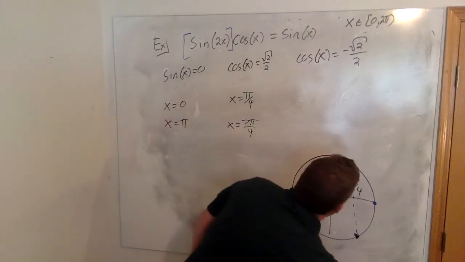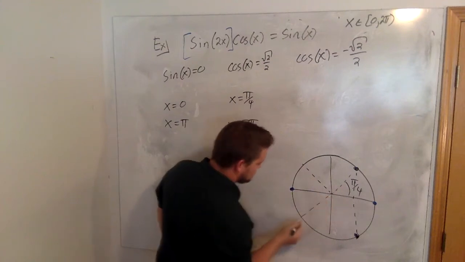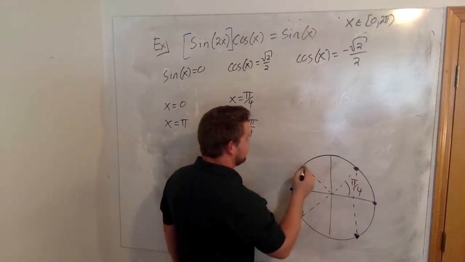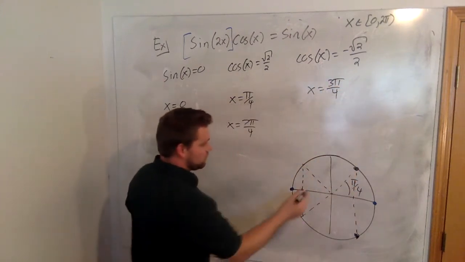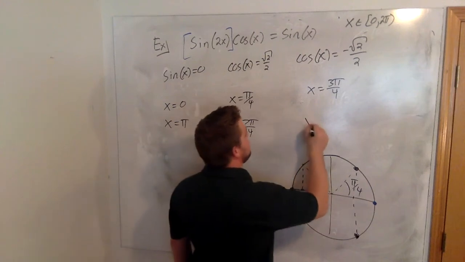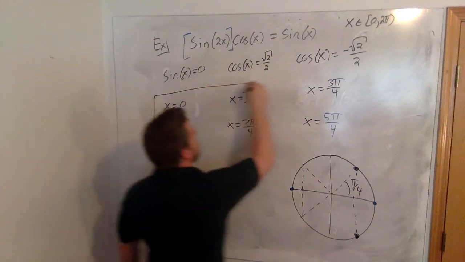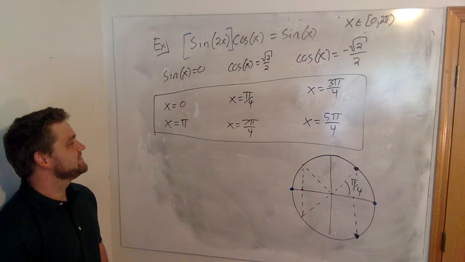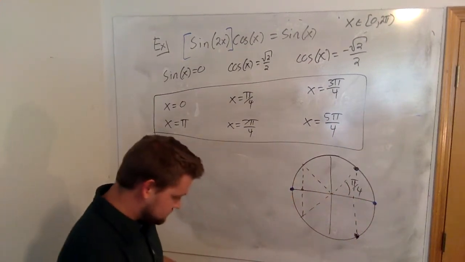But we also want the solutions for when the x coordinate is negative root 2 over 2. I hope you believe this is when the x coordinate is negative root 2 over 2. So what will this be? This will be 1, 2, 3 pi over 4, and 1, 2, 3, 4, 5 pi over 4. So here we have it. We have found all solutions to this equation between 0 and 2 pi. Okay, let's go ahead and do another example.